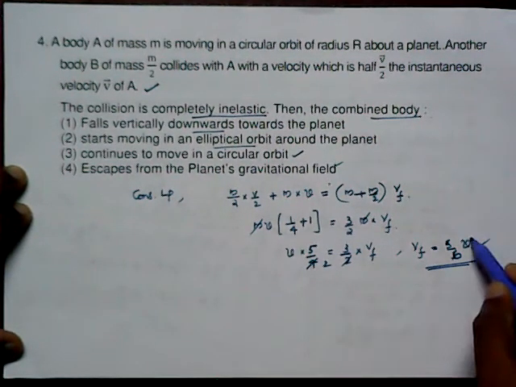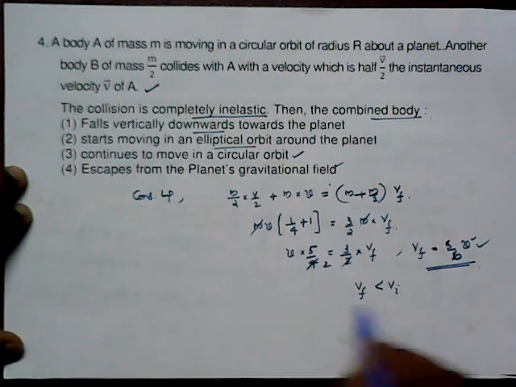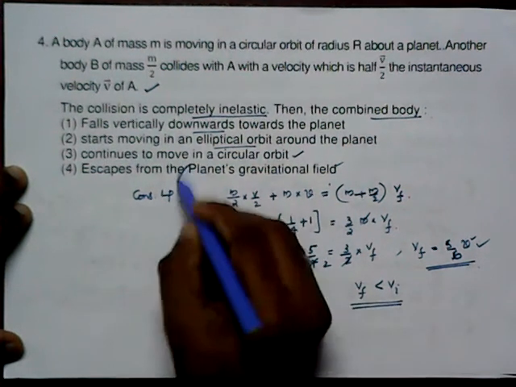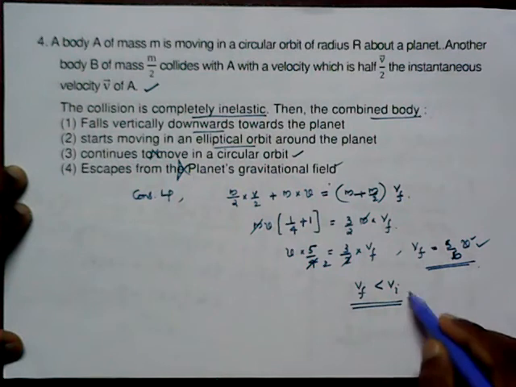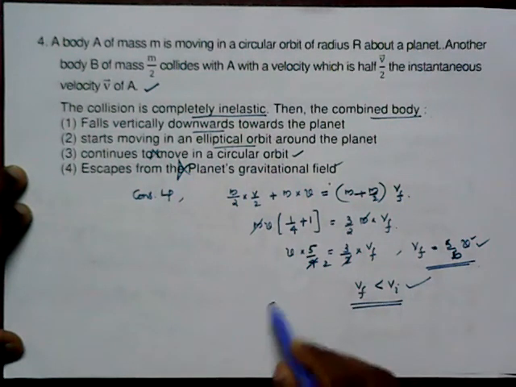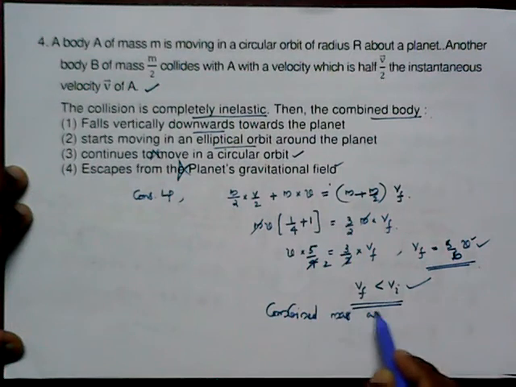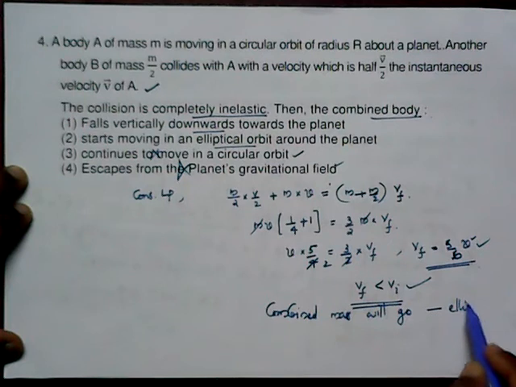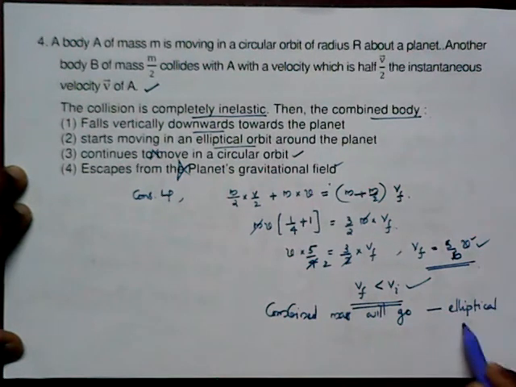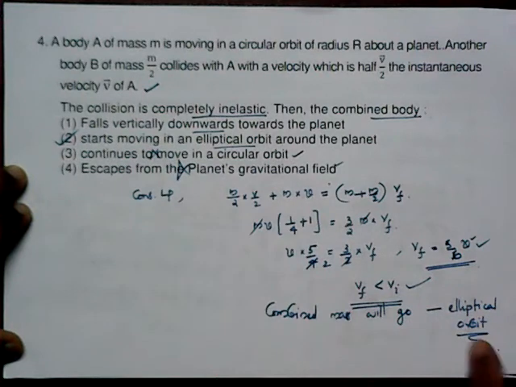If we consider the initial value, the final value is less compared to the initial. So it never escapes from the planet's gravitational field, never moves along the same orbit. And keep in mind, because of the lower velocity, the combined mass will go to an elliptical orbit. A very important concept. So we can say option 2 is the answer.